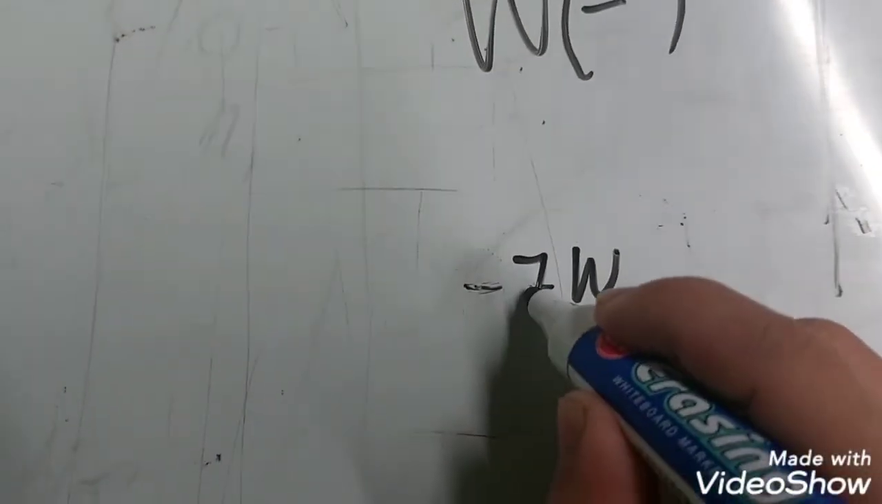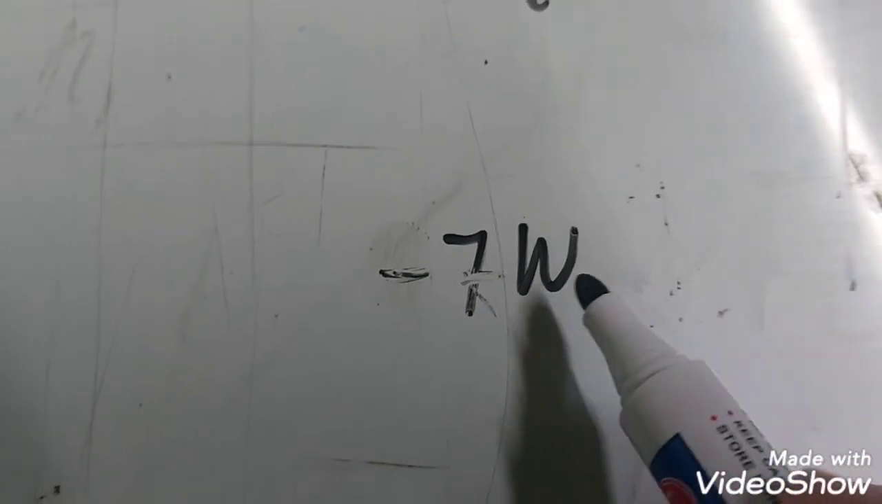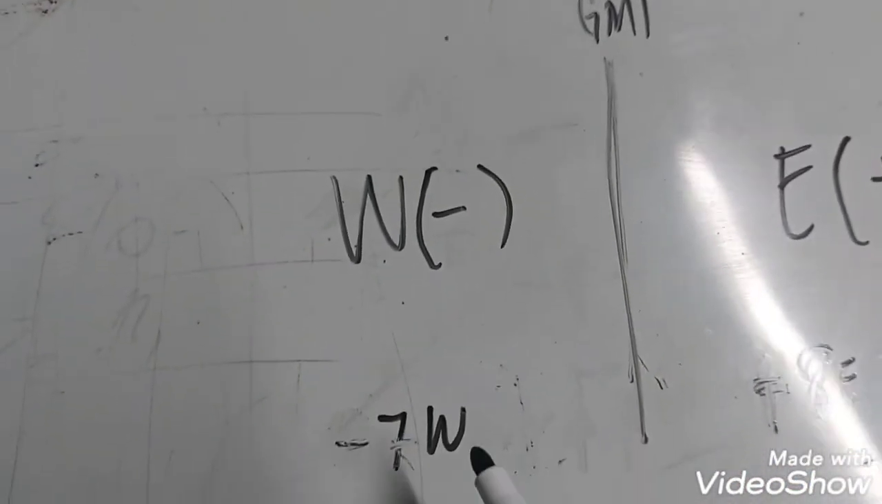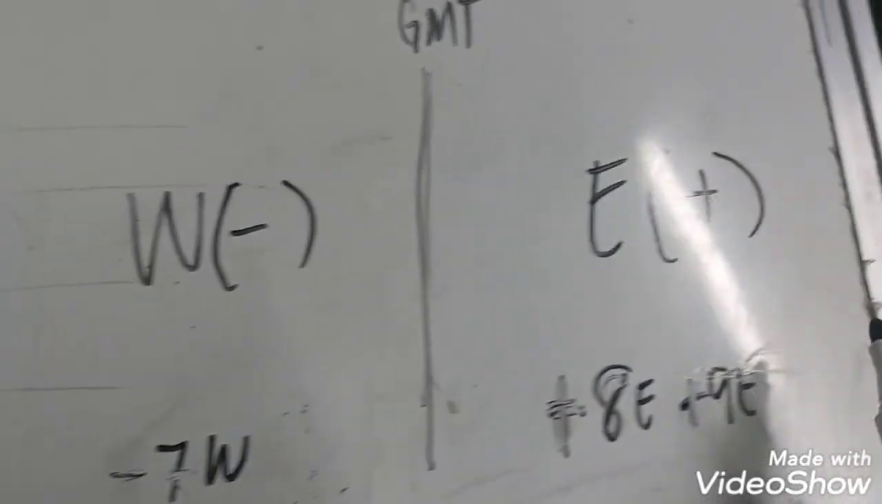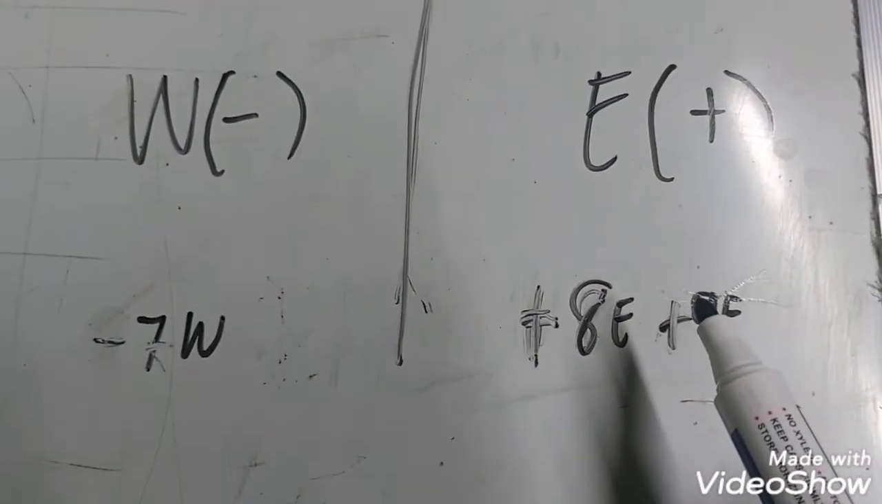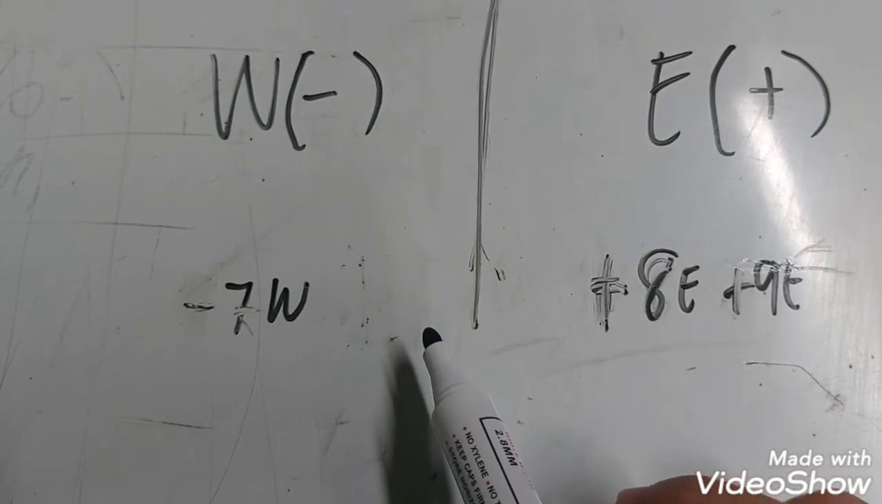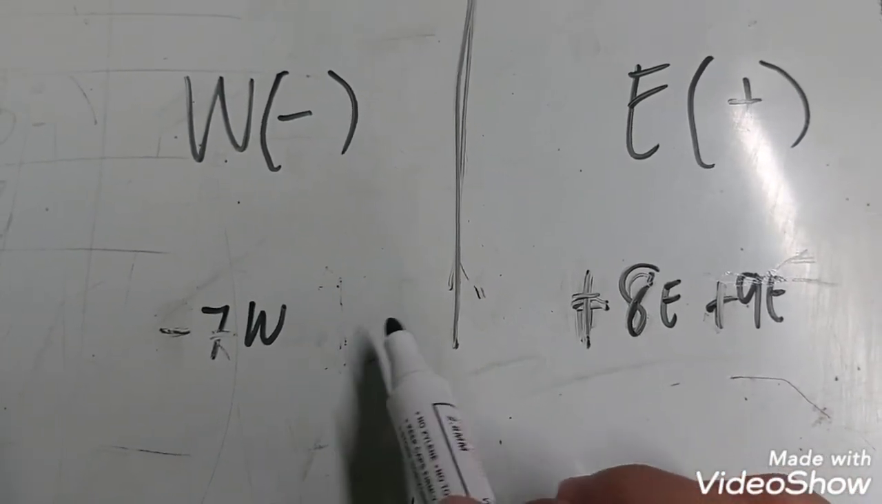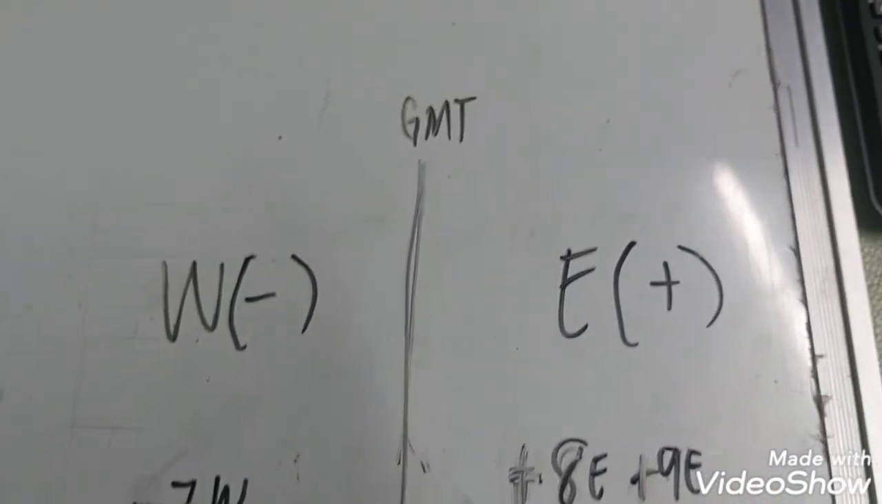7 is negative 7, because it is westerly, west of GMT. West is always negative, east is always positive, no matter where you are on the longitude of the earth.